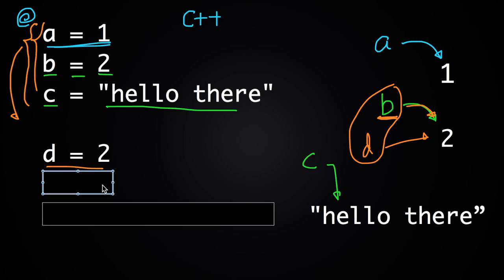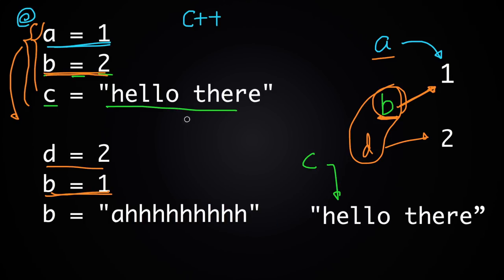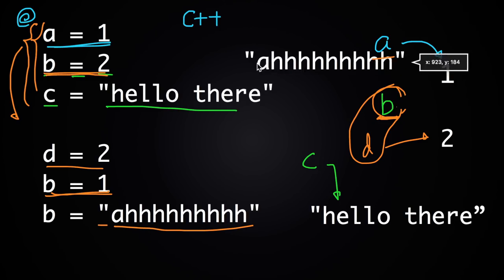And then it's also possible for you to reassign an existing variable to another value. So if you write b equals 1, after executing this line of code, b refers to 2, of course, but after writing b equals 1, b refers to 1, which a also refers to. And you can even reassign an existing variable, for example b, which once referred to a number, 1 right here, to something else, for example a string.